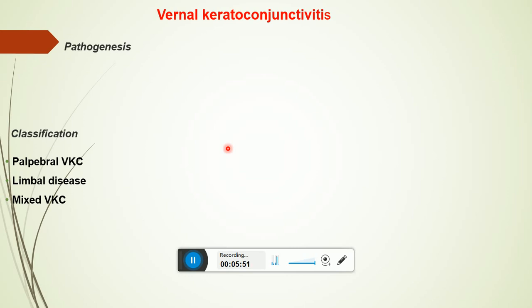So this was all about perennial and seasonal allergic conjunctivitis. Now the vernal keratoconjunctivitis. The pathogenesis of vernal keratoconjunctivitis: it is a recurrent and bilateral disorder. There is an IgE and cell-mediated immune mechanism, and it affects boys from 5 years and onwards. In 95% of cases, there is remission, and the remaining 5% develop atopic keratoconjunctivitis.